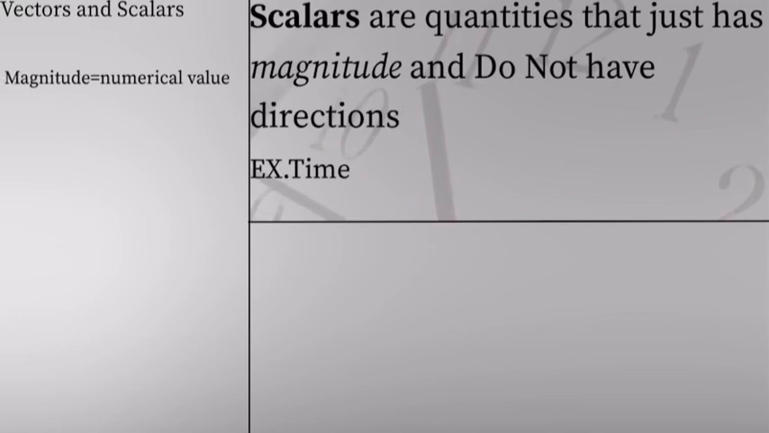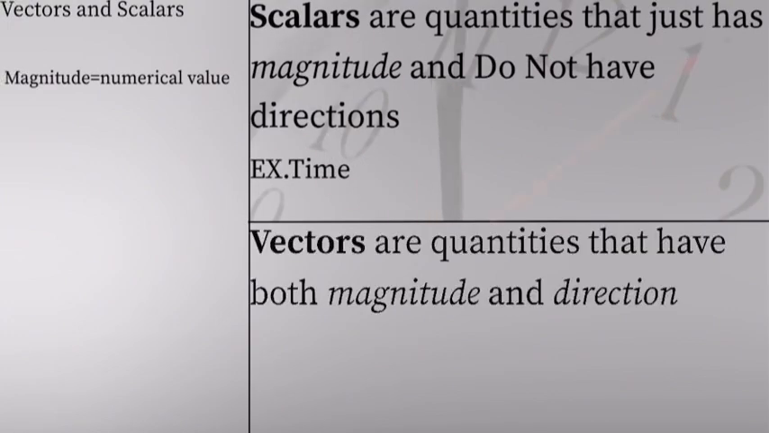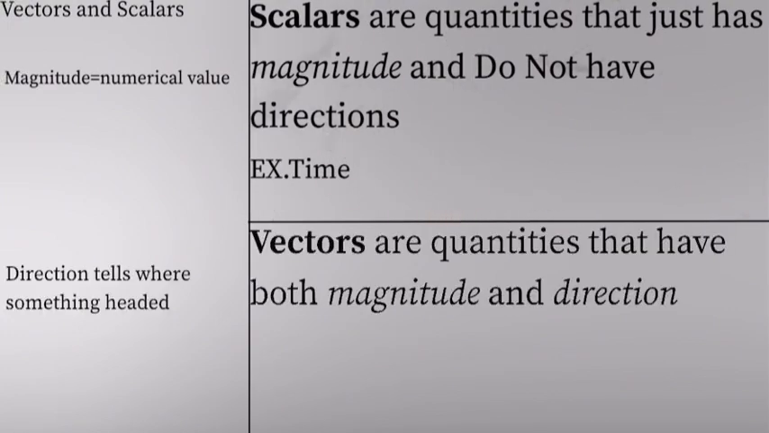On the other hand, vectors are quantities that have both magnitude and direction. The direction tells us where something is headed. An example of a vector quantity would be force, which is what we will be learning in Unit 2. We can apply the force upward, downward, etc.